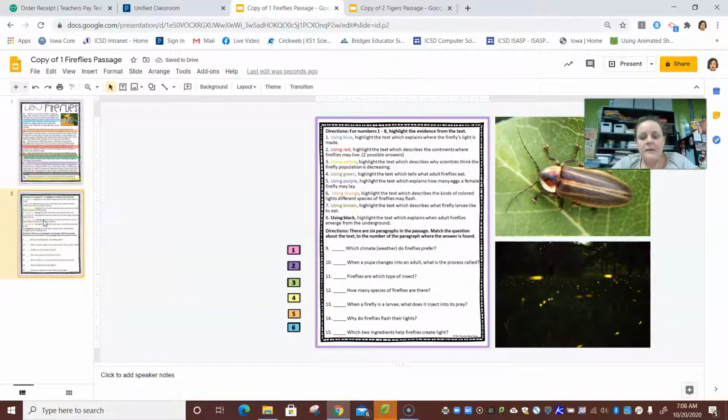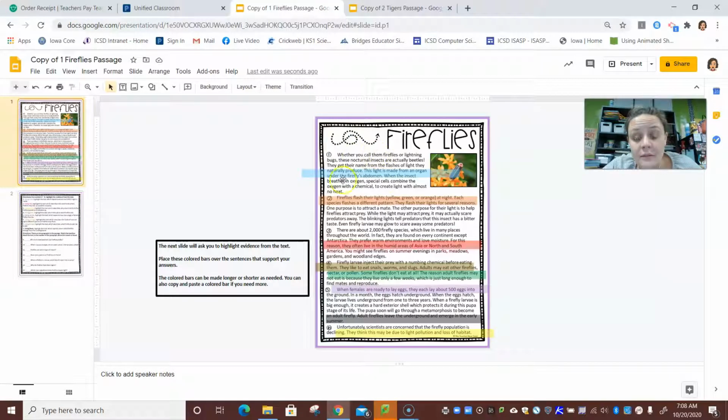Okay, we're not quite done. Now it says there are 6 paragraphs in the passage. Yep, match the questions about the text to the number of the paragraphs where the answer can be found. So authors put a lot of time and thought into how they're organizing their information. They want it to make sense to the reader, and one way of helping it make sense is by organizing it by topic. So each of these paragraphs, all 6 of them, kind of had a different topic.